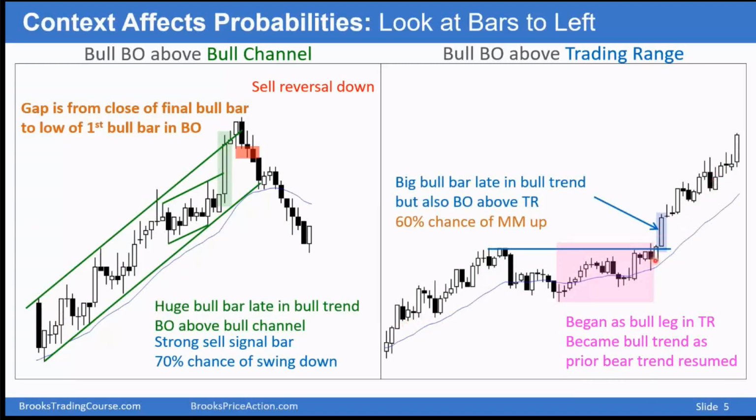Again, we have a bull channel and we have a bull breakout. But what's different is this bull channel is up. This bull channel is sideways, a trading range. When you get a bull breakout above a bull channel, you expect it to fail. When you get a bull breakout above a trading range in a bull trend, it's probably going to lead to a measured move up, at least based upon the height of the trading range.